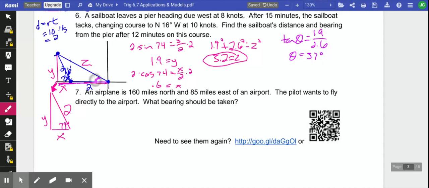Now, that is not the answer. That's this angle. Remember, we measure our bearings from the north. And so 90 minus 37 degrees is going to be 53 degrees. So our bearing is north, 53 degrees west.